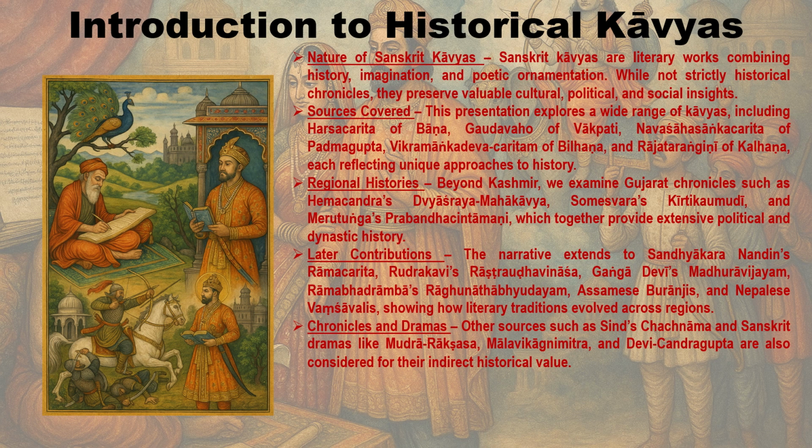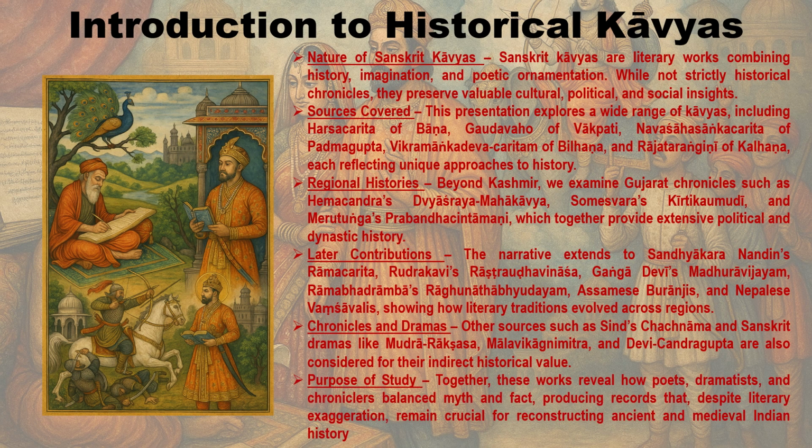Other sources such as Sindh's Chachnama and Sanskrit dramas like Mudra Rakshasa, Malavika Agnimitra, and Devi Chandragupta are also considered for their indirect historical value. Together, these works reveal how poets, dramatists, and chroniclers balanced myth and fact, producing records that, despite literary exaggeration, remain crucial for reconstructing ancient and medieval Indian history.